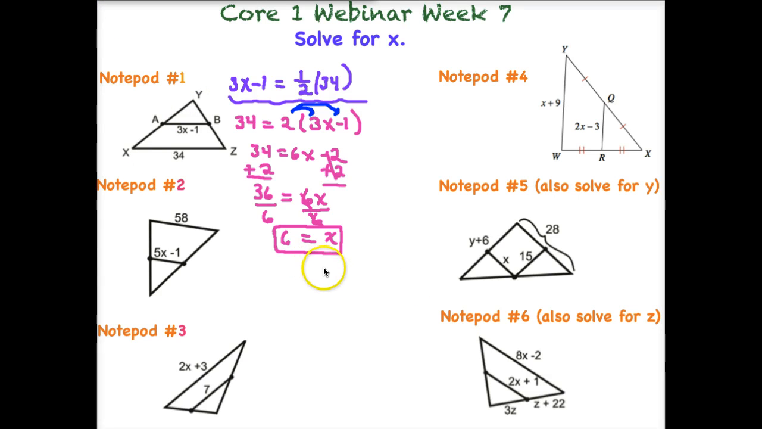So how are you going to separate the 2 and the x? Because those two are being multiplied. So think about what's the opposite of multiplication.